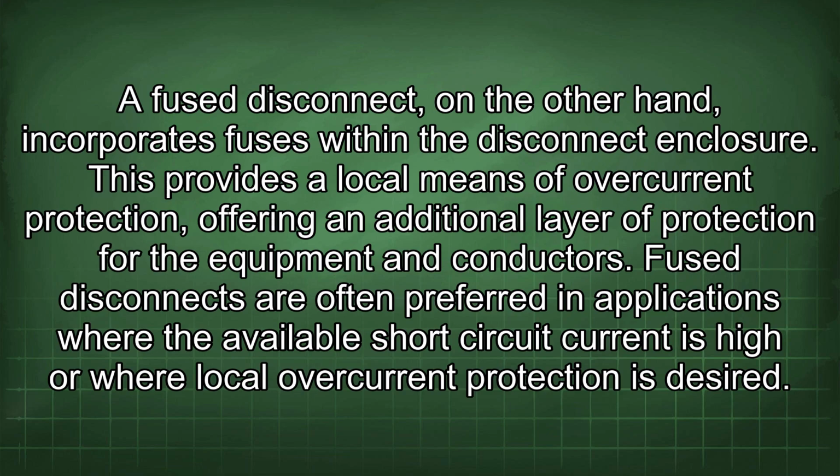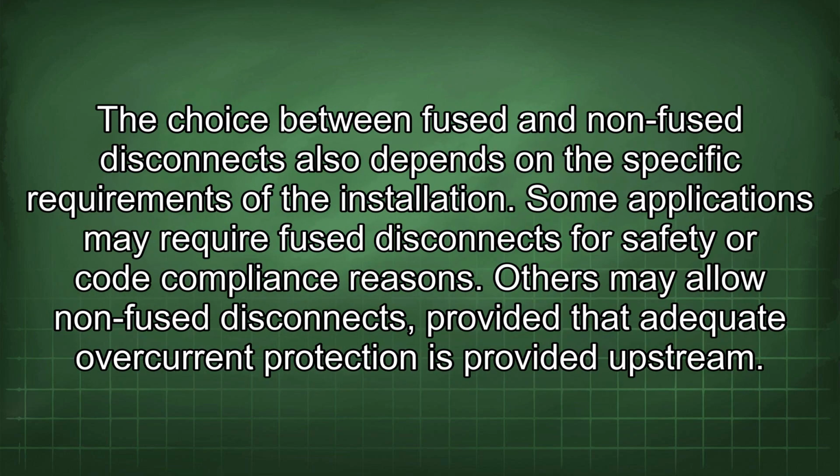A fuse disconnect, on the other hand, incorporates fuses within the disconnect enclosure. This provides a local means of overcurrent protection, offering an additional layer of protection for the equipment and conductors. Fuse disconnects are often preferred in applications where the available short-circuit current is high or where local overcurrent protection is desired. The choice between fused and non-fused disconnects also depends on the specific requirements of the installation.